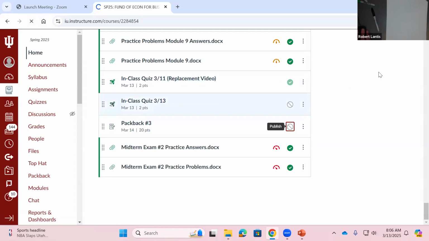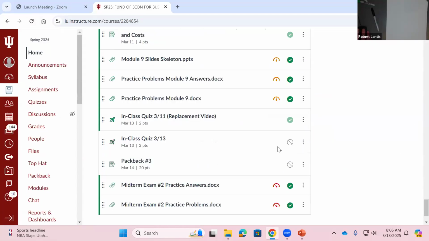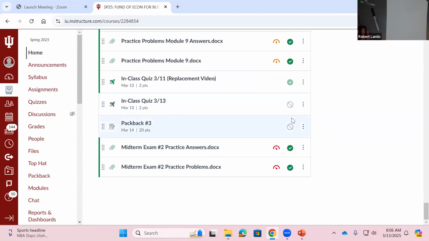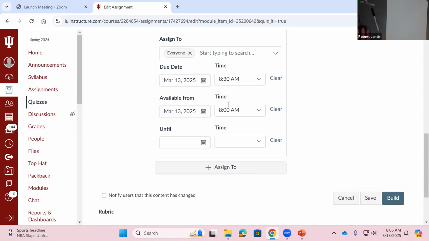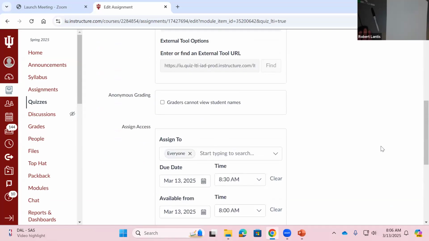So let me make sure this is getting published so that you can see it on the main page. Oh, I accidentally clicked on the Packback assignment. So let's get both of those published. And then let's see if we refresh this. There we go. So we've got this in-class quiz. I think I've got it set to 8:30. I'm guessing we'll be done before then, but you need to get this submitted before 8:30 this morning. So we'll work the next 25 minutes on it.